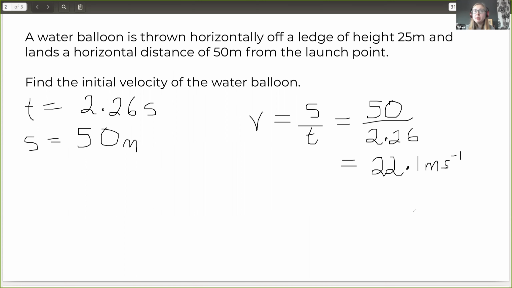And that's how we do those questions. We always use the vertical motion to find the time that we need, and then we use that time to work out the horizontal component.